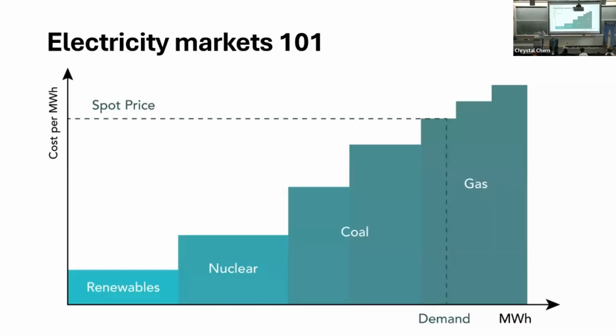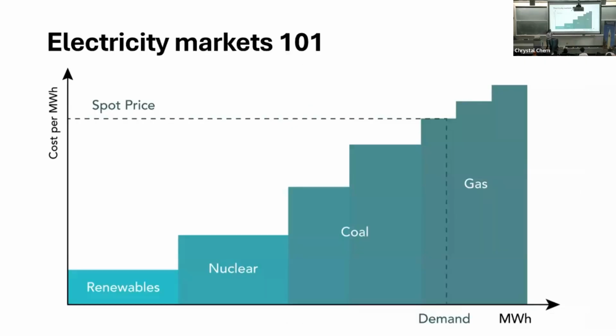This isn't the cost of investing in these sources. This is the cost of running these sources to generate more electricity. So in a cartoon way, you're organizing your suppliers in order from least to highest cost, and then the intersection of the demand curve and the supply curve determines the electricity price.